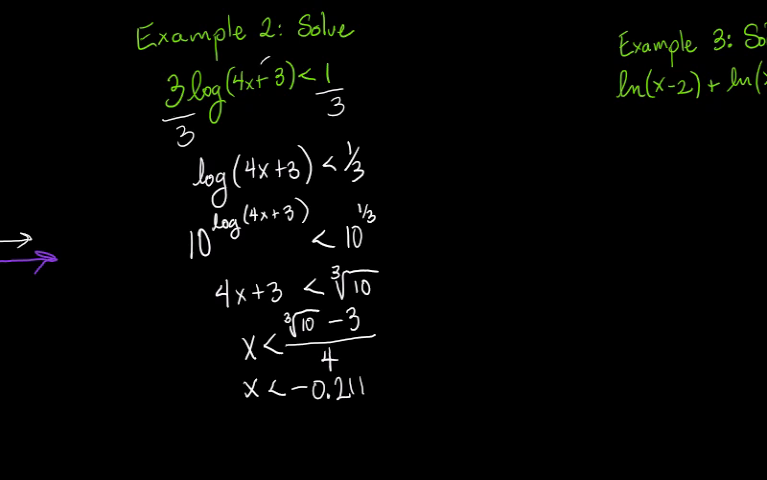So let's go back, and we need to figure out the domain of this logarithm. So the domain would be found by doing 4x plus 3 is greater than 0. We're going to solve that. We're going to get x is greater than negative 3/4. So the x values have to be greater than negative 3/4, but when we solve it, the x values are less than negative 0.21.